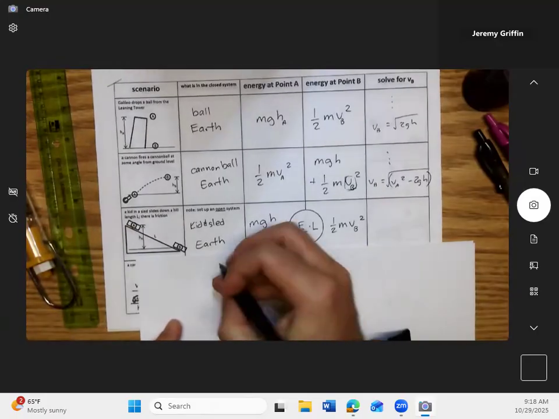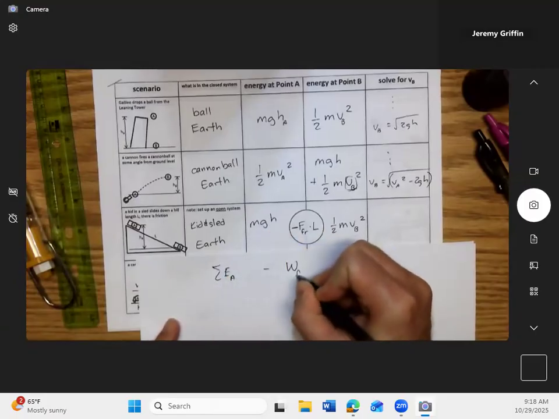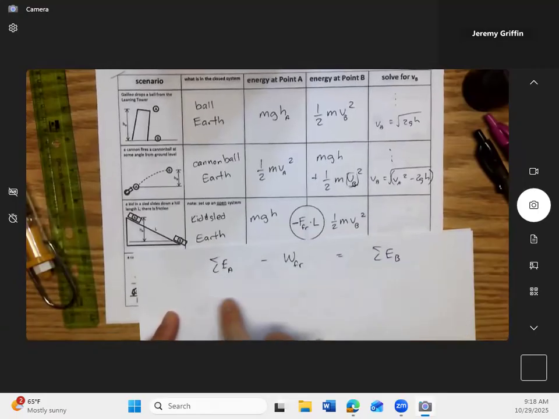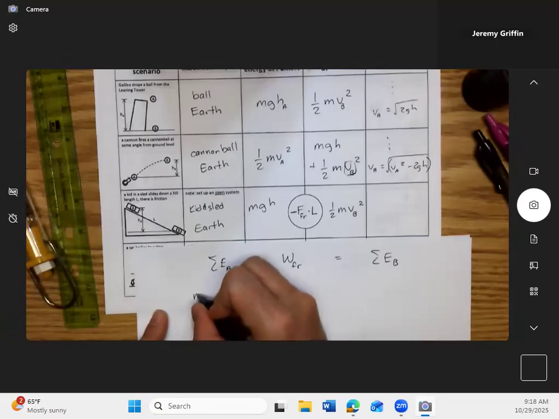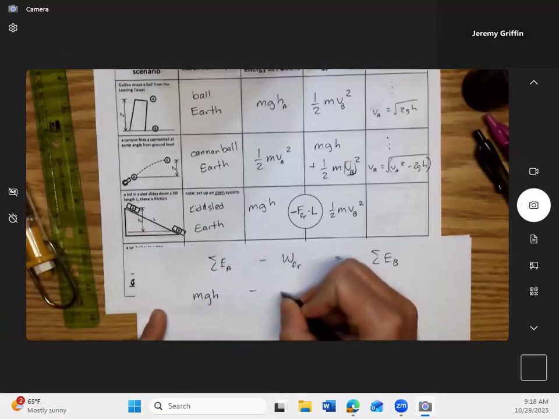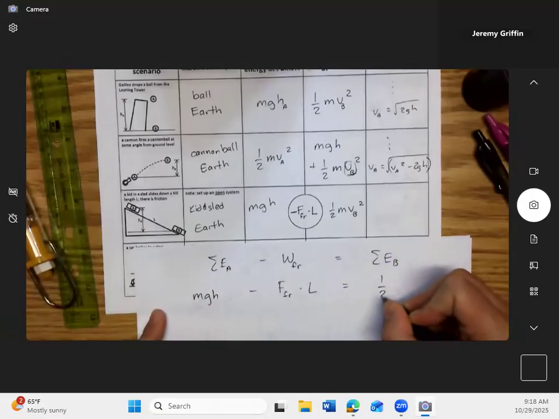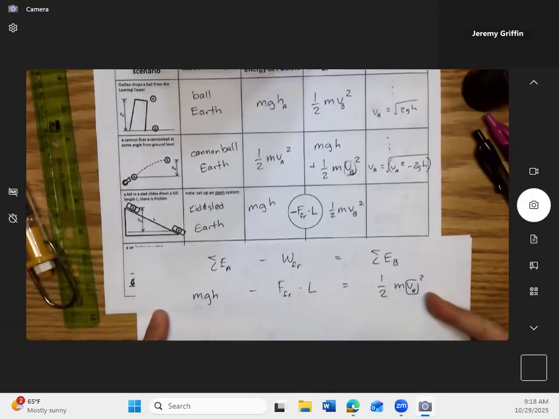So we're going to set up the sum of energy at point A minus the work done by friction results in the sum of energy at point B. That's an open system right there. At point A, I'll just call it mgh, and then subtract off the friction force times the length, and that results in some kind of 1/2 mv squared, where we're solving for the speed at the bottom.